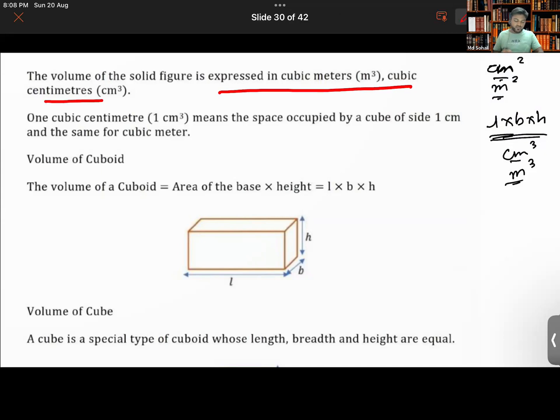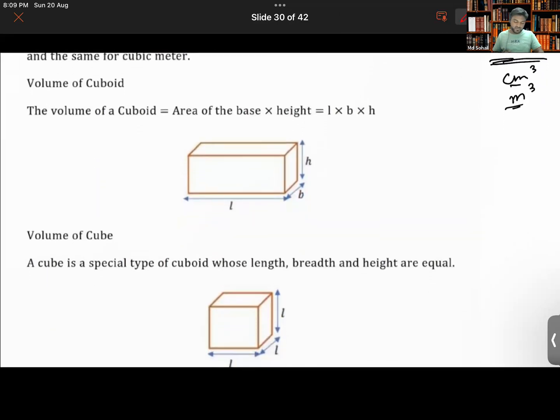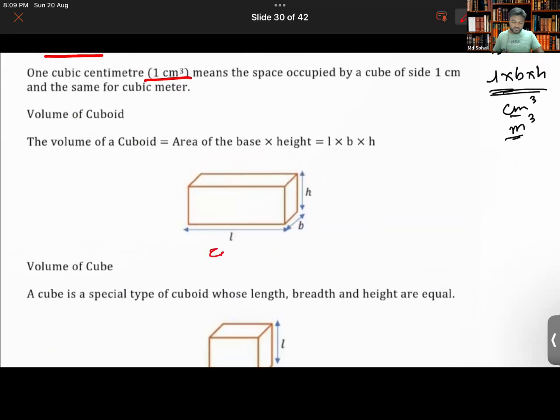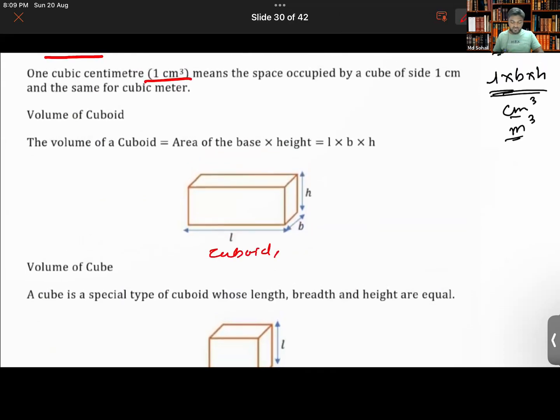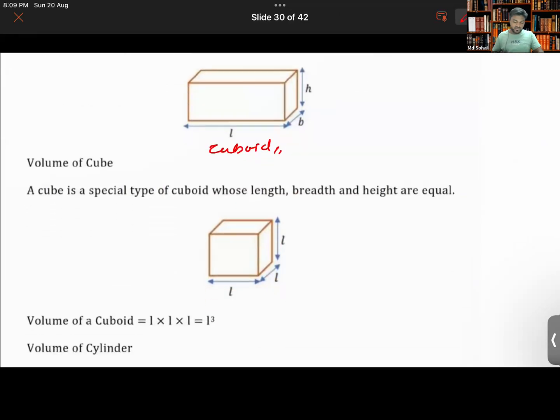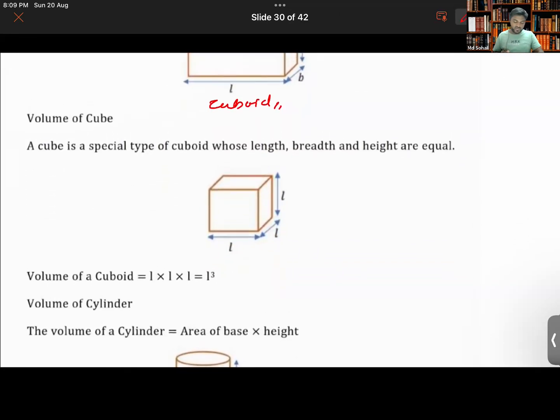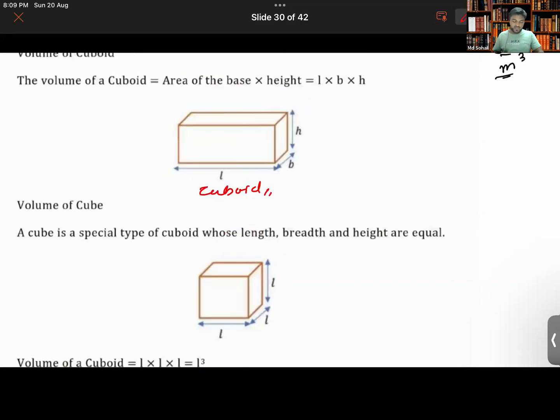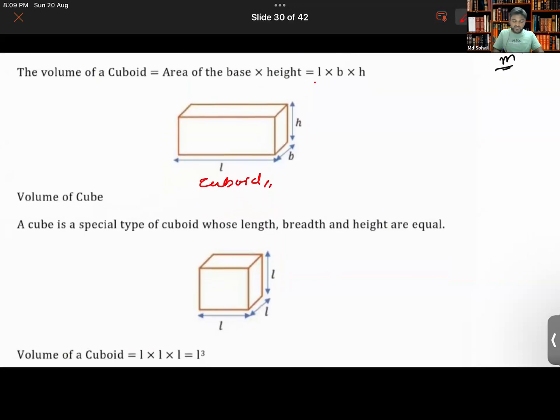Now, what do I mean when I say 1 cubic centimeter? It means that the length, breadth, and height of the figure is basically 1 centimeter each. So take a look at this cuboid over here. Length, breadth, and height are given here. And take a look at this cube here. Length, breadth, and height are given here. So here the volume is going to be length multiplied by breadth multiplied by height.